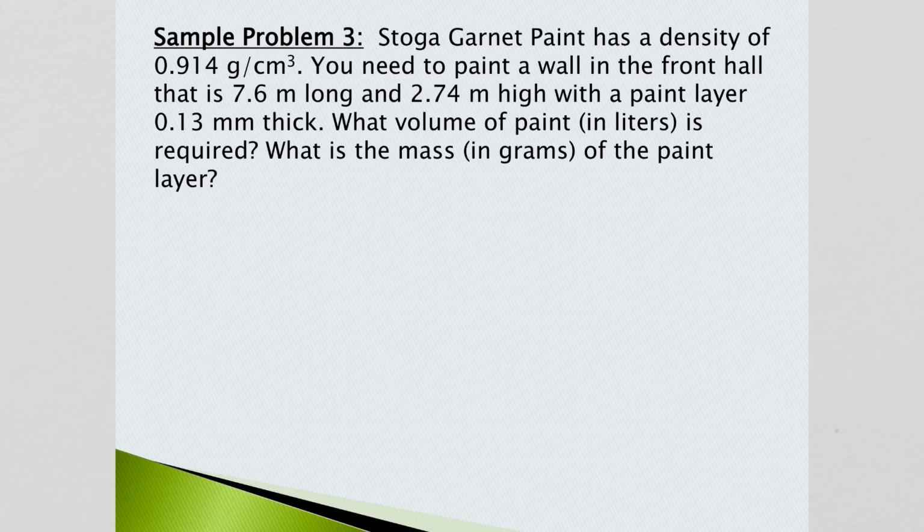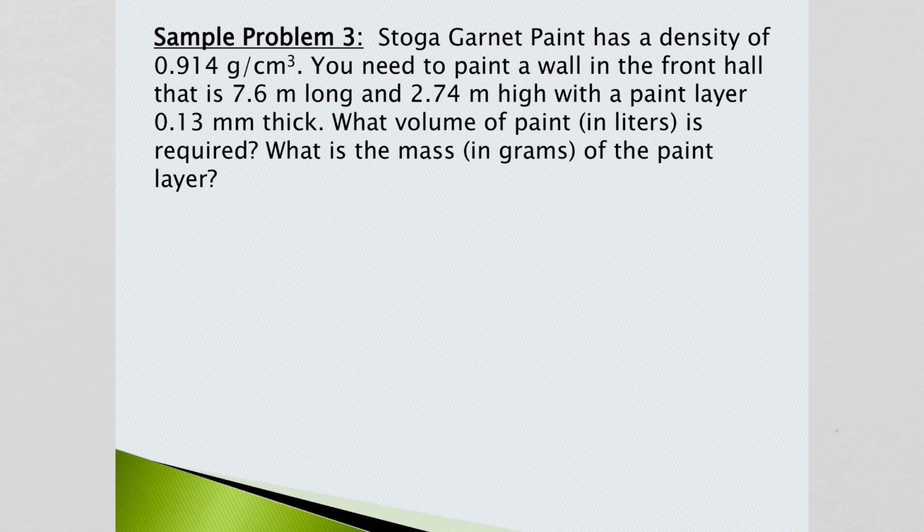And the final sample problem in this section is sample problem number 3. Stoga garnet paint has a density of 0.914 grams per centimeter cubed. You need to paint a wall in the front hall that is 7.6 meters long, 2.74 meters high, with a paint layer of 0.13 millimeters thick. What volume of paint in liters is required, and what is the mass in grams of the paint layer?